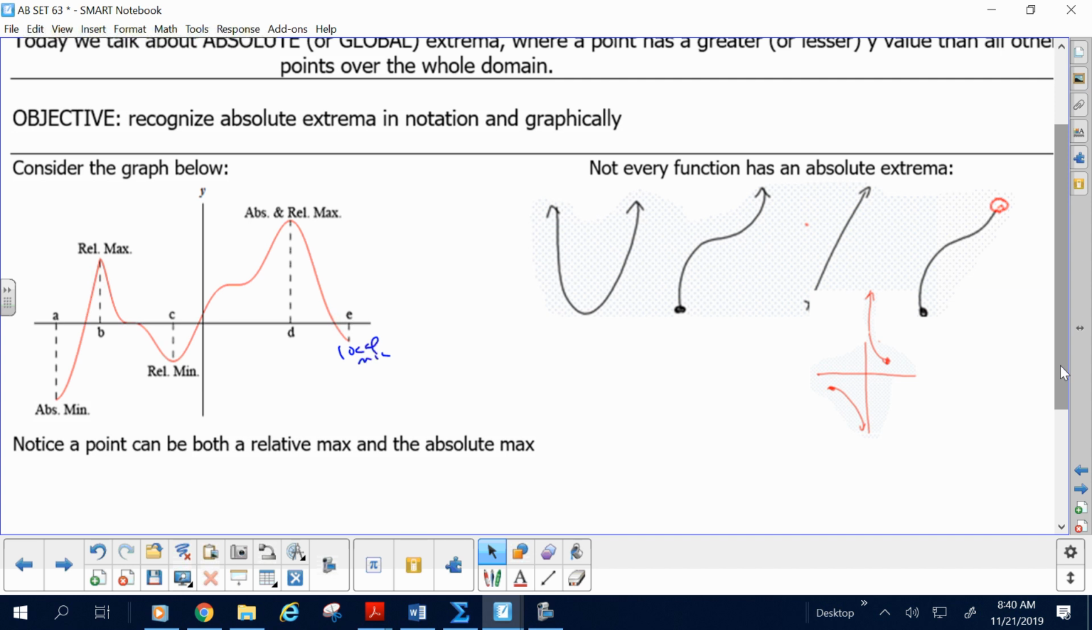Now, that graph absolutely has an absolute min and max, but not every graph does. This guy, does it have an absolute min and max, or just one, or neither? Absolute min only. Okay, what about the second one? Absolute min only. It goes forever up, so it cannot have an absolute max.